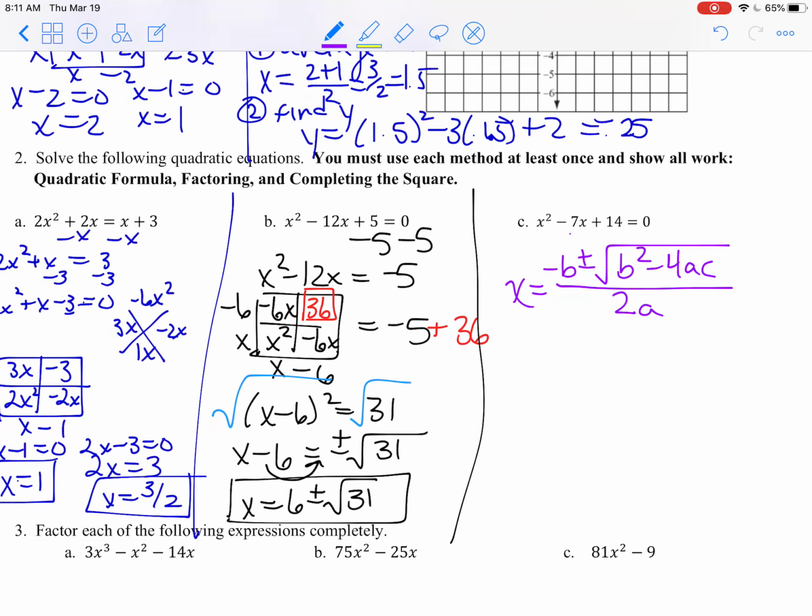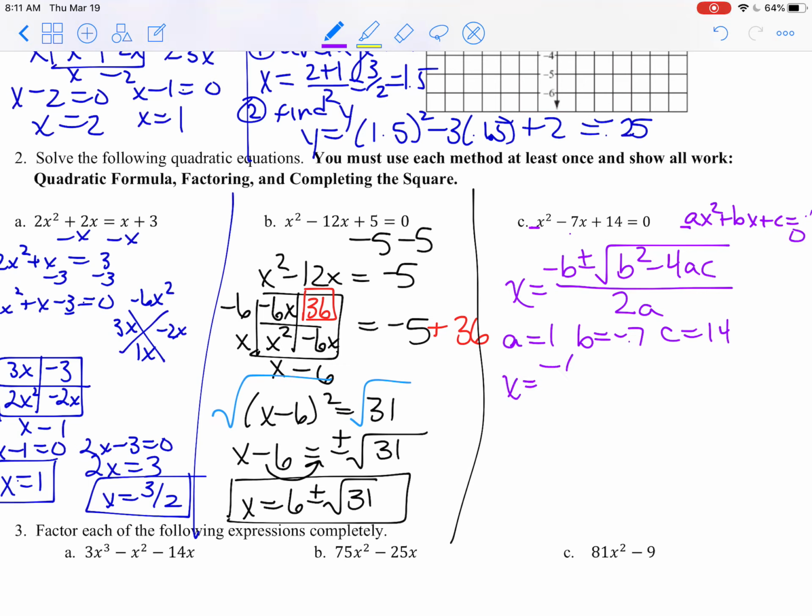Now, it's ax squared plus bx plus c equals 0. And I can't fit the 0 on there. A is the number that's in front of x squared. Well, there's no number there. So a is equal to 1. Don't put any x's in there. B is going to equal negative 7, and c is equal to 14. Substitute the numbers in and simplify.